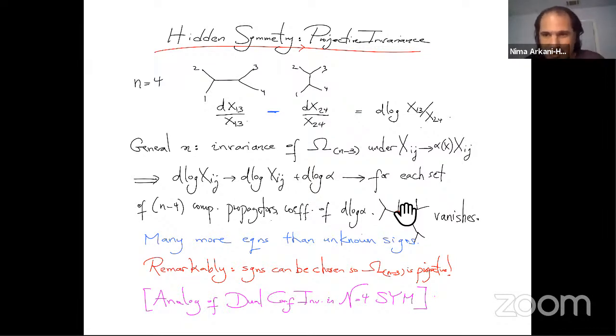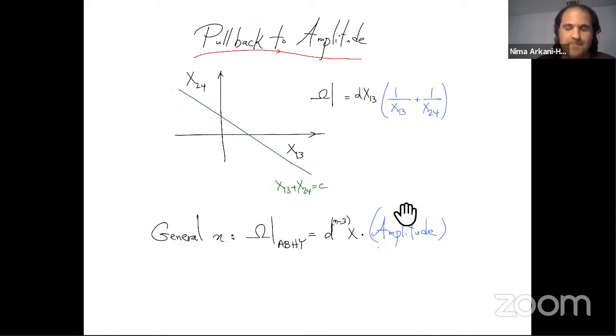Remarkably, that's a hidden symmetry. It's possible to choose the sign so that this form is projectively invariant. This is an interesting symmetry, even of this dumb phi cube theory, but is the analog of the dual conformal invariance of n equals 4 super Yang-Mills in a quite precise sense. It's an analog of that famous hidden symmetry of n equals 4 super Yang-Mills. And the existence of this polytope makes the symmetry obvious in a way that we'll see in more detail as we proceed.